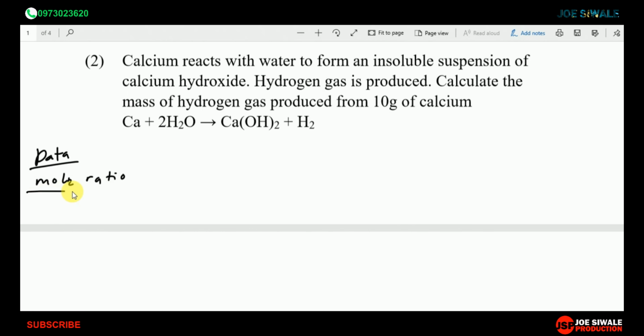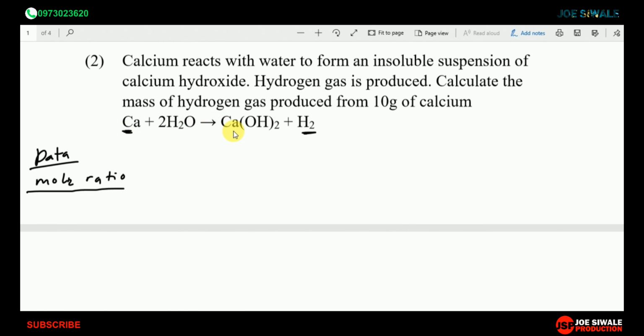In the mole ratio, we're going to say 1 mole of calcium produces 1 mole of hydrogen gas. So here we're going to concentrate on the elements that are affected. If you read the question, it reads: calcium reacts with water to form an insoluble suspension of calcium hydroxide. Hydrogen gas is produced. Calculate the mass of hydrogen gas produced from 10 grams of calcium. So we're going to concentrate on calcium and hydrogen gas, only these 2 elements.